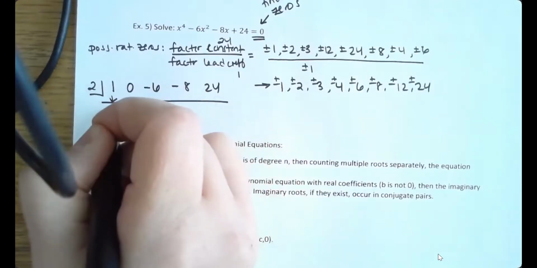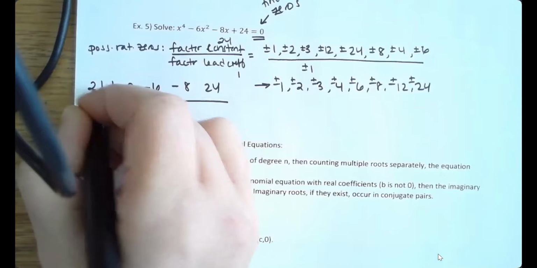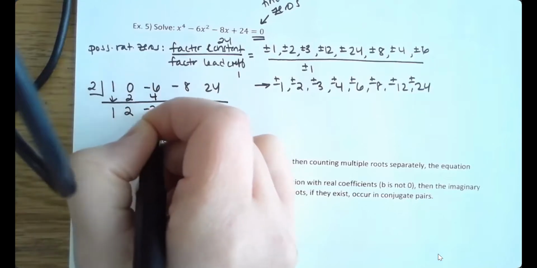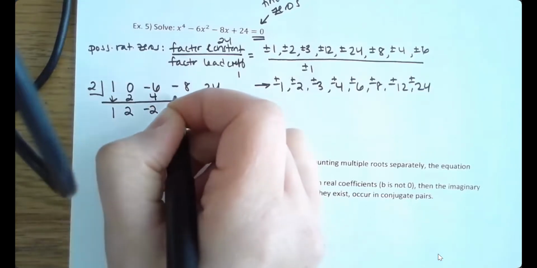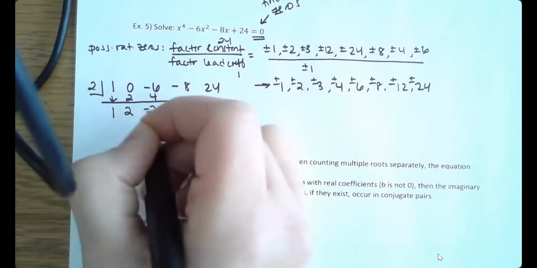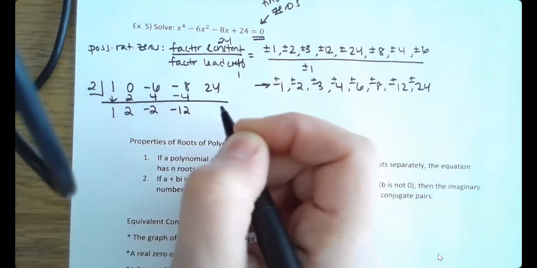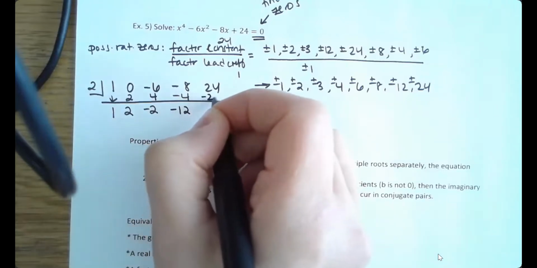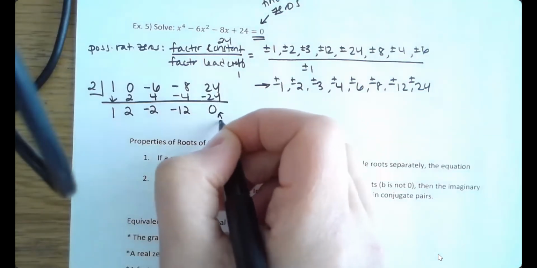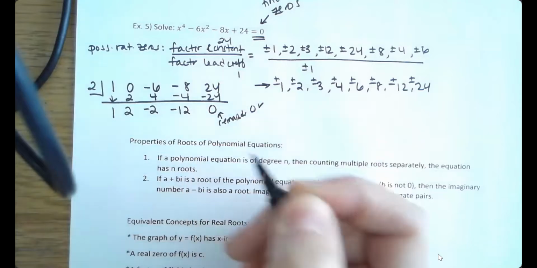Now I can bring down the 1 here. 2 times 1 is 2, add these together. 2 times 2 is 4, add these together. 2 times -2 is -4. I was doing the math too fast. I add these together, get -12, and 2 times -12 is -24. There's my remainder of 0, which is good. So that means that it works.